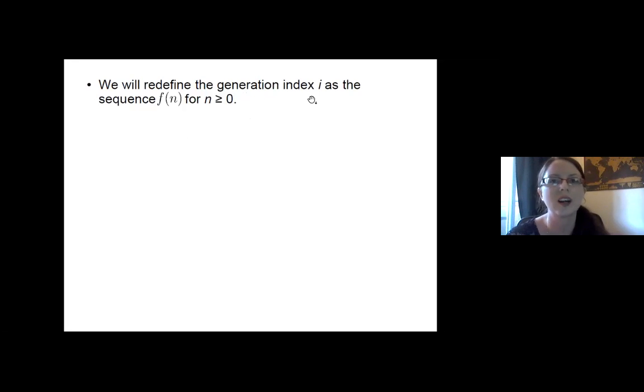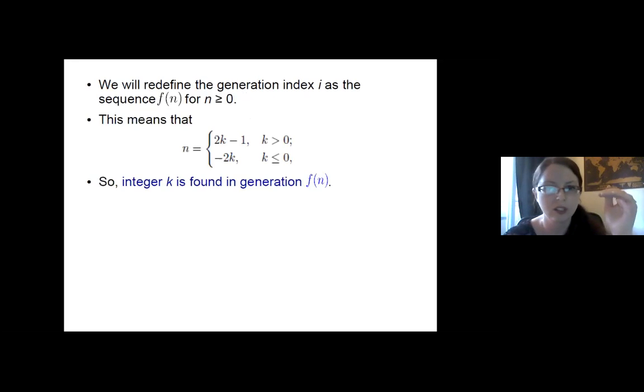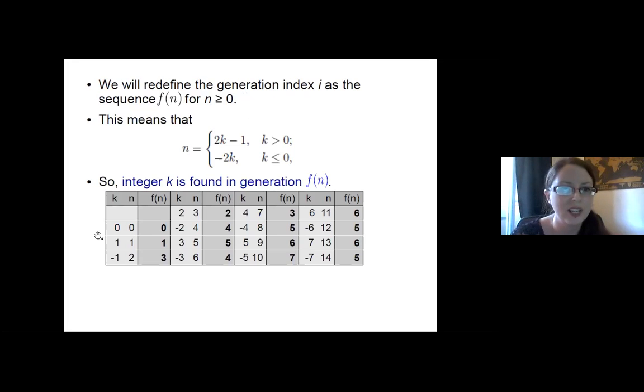So we're going to redefine a couple of things here. Instead of using i as the generation index, we're going to index the sequence using a function f(n). Instead of counting k equals 0, 1, -1, 2, -2, we're just going to let those count up from 0, 1, 2, 3, 4, 5. We'll define that as n, and then f(n) is going to be that sequence we're interested in, i.e. the generation that k is found in.